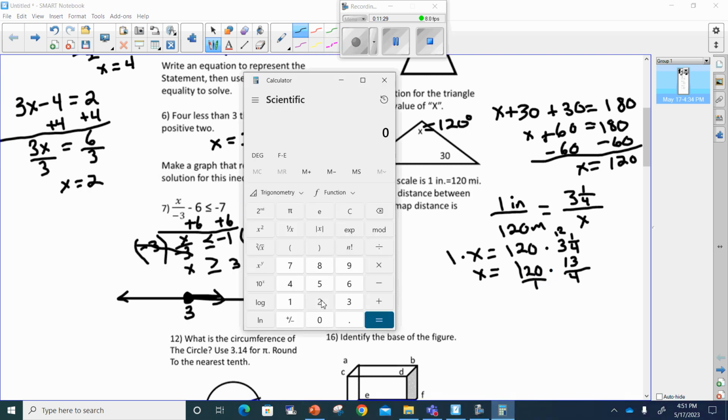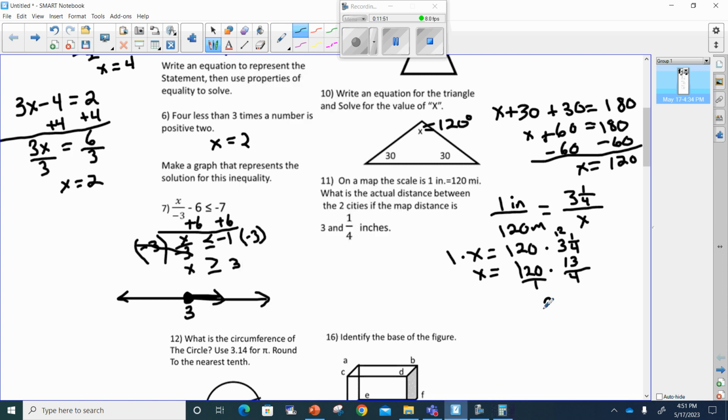So now I've got 120 times 13, and that's going to equal, I'm sorry, that's 120, so I'm going to have to redo that. 120 times 13 divided by 4. That's going to give us 390. So the answer is 390 miles.